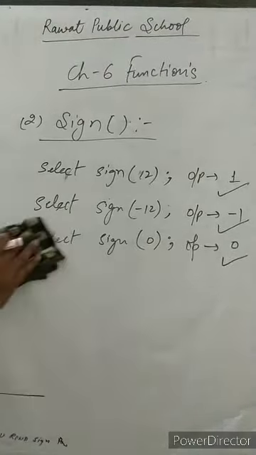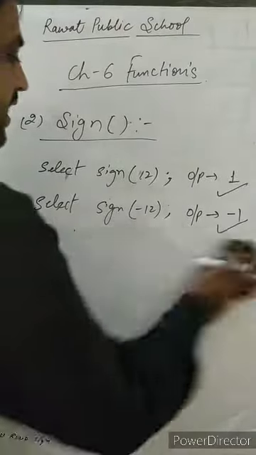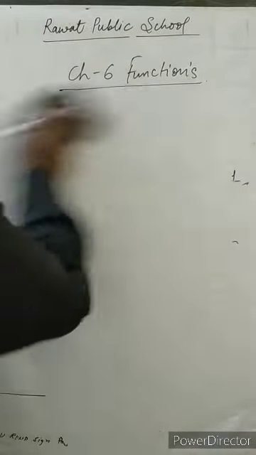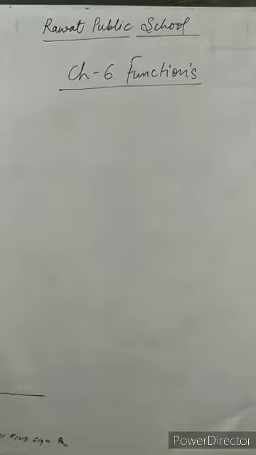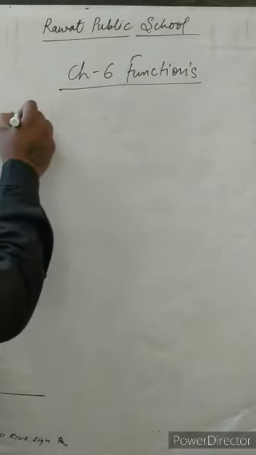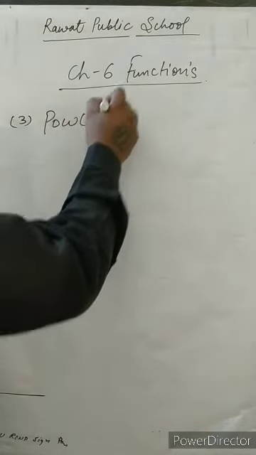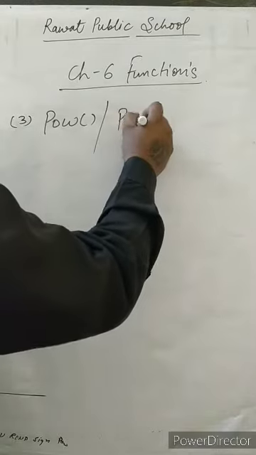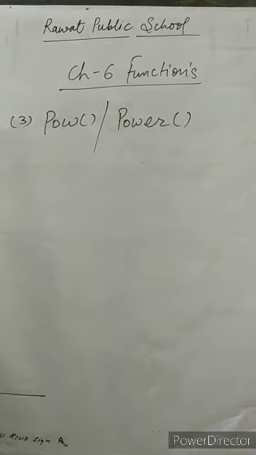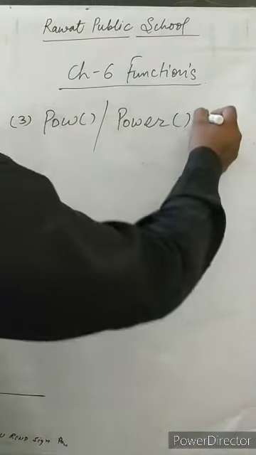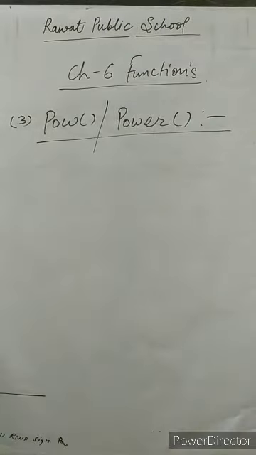Now I am just jumping over to the next function, that is the third function of the MySQL numeric category, that is the power function. You can also write it as POW. Students, as the name indicates, this function is used to get the power of a given number. किसी भी नंबर का एक्सपोनेंट निकालने का यूज होता है इसका.